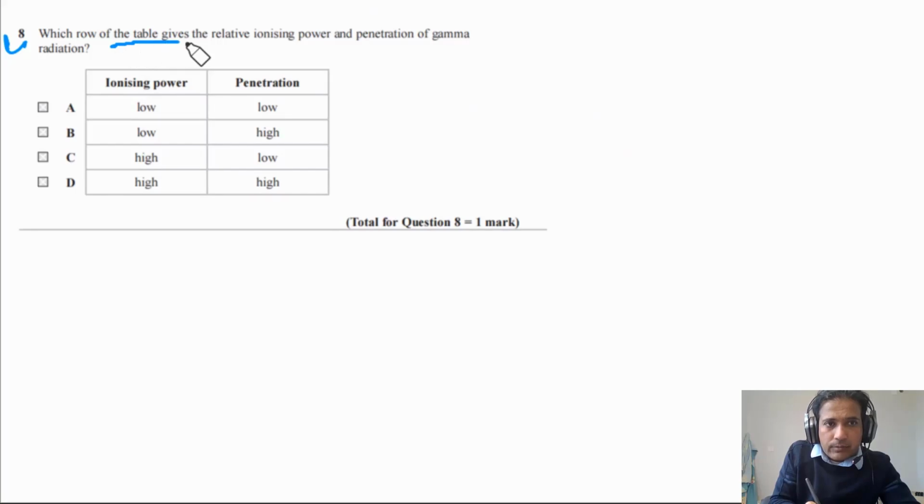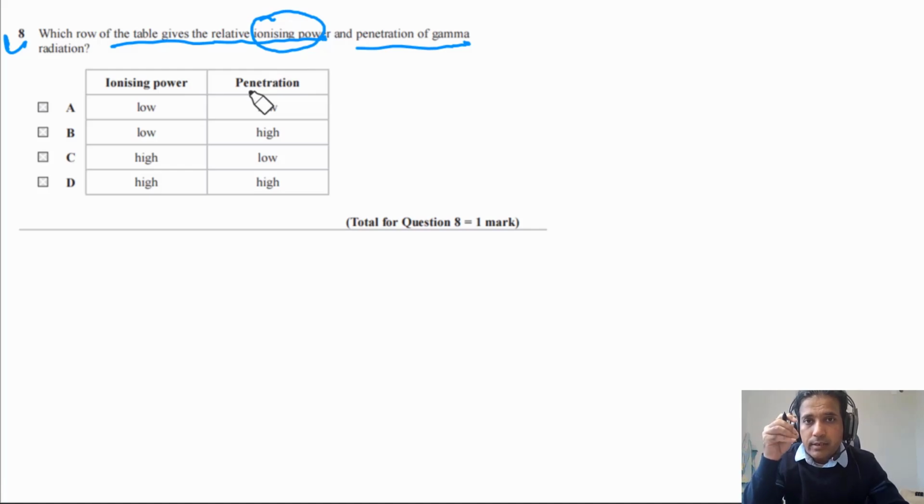Question 8 says, which row of the table gives the relative ionizing power and penetration of gamma radiation? Ionizing power. Gamma rays interact weakly with matter. It means the interaction with matter is very, very weak because they have no charge. So the ionizing power is low. But they have very high penetration power. Gamma rays can penetrate through lead. So we need a thick wall of lead to stop them, meaning to minimize the intensity of gamma radiation.